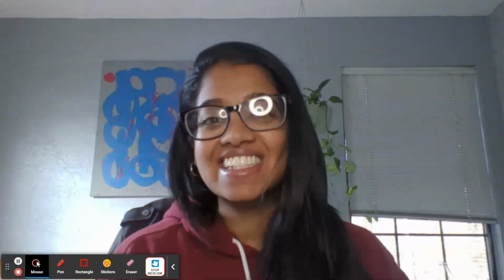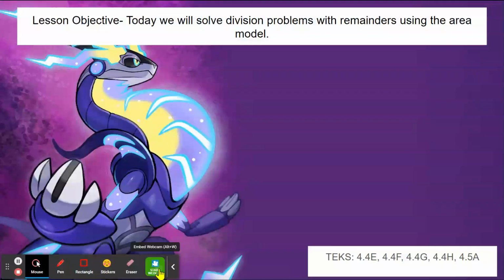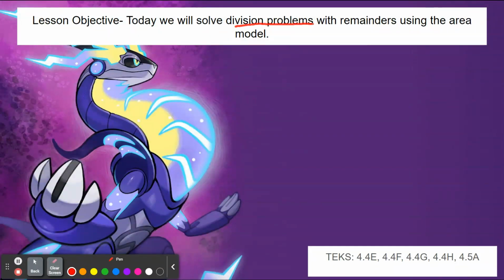Let's go ahead and take a look at today's lesson objective. So today we will solve division problems with remainders using the area model. The TEKs that we are going to be working on today are 4.4E, 4.4F, 4.4G, 4.4H, and 4.4A.